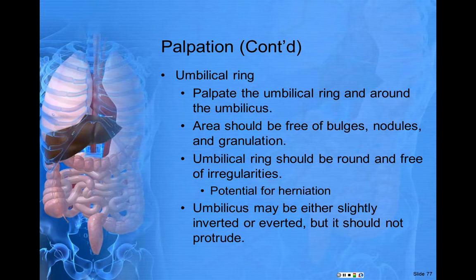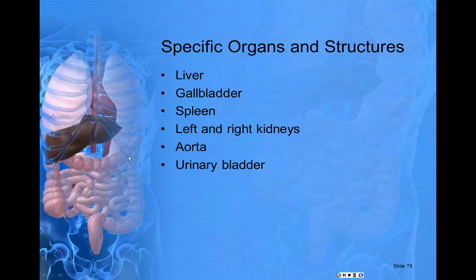Next, with palpation, you're going to do palpation of the umbilical ring and around the umbilicus. This area should be free of bulges and nodules or granulation, and it should be round and free of irregularities. The umbilicus may be either slightly inverted or everted, but it should not protrude. Specific organs and structures in the abdomen: the liver, gallbladder, spleen, left and right kidneys, aorta, and bladder.